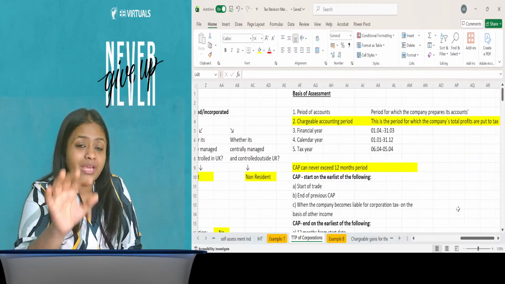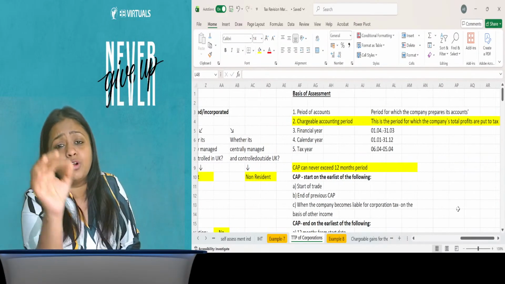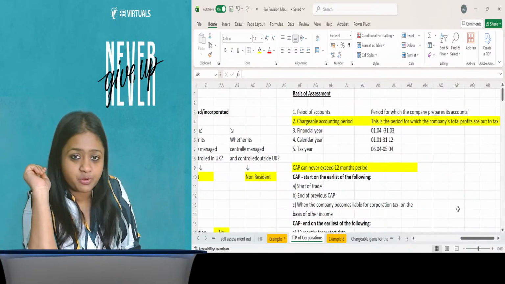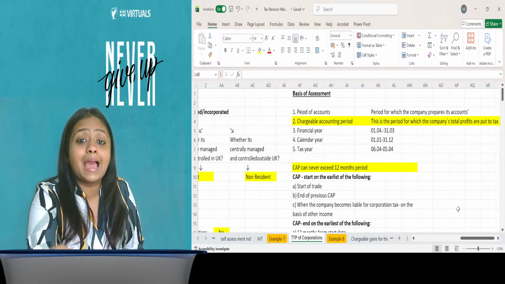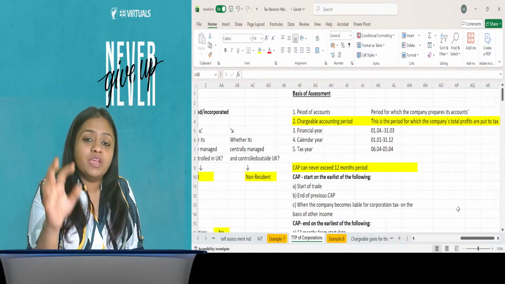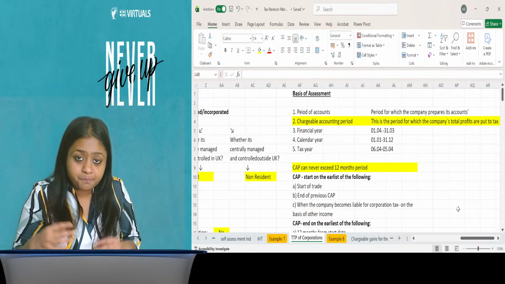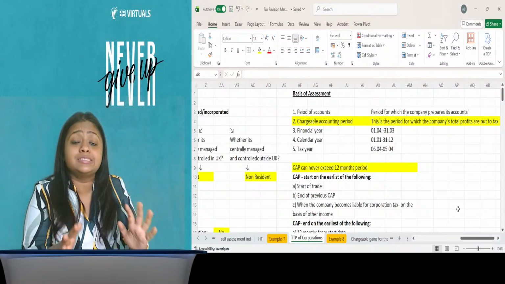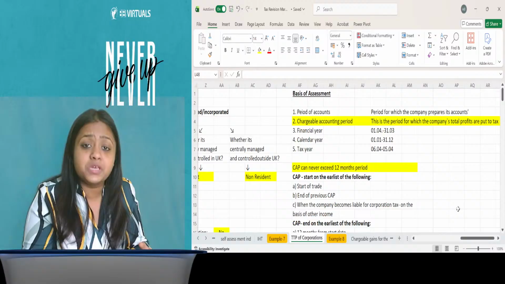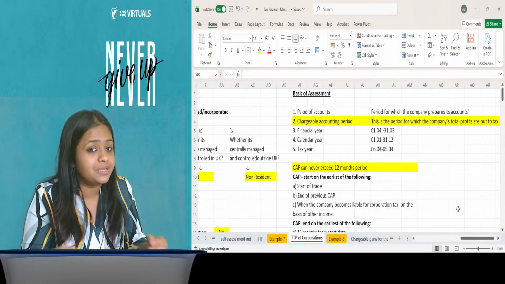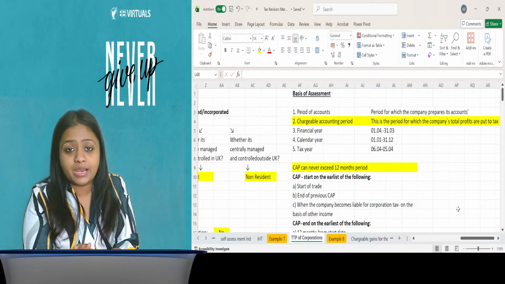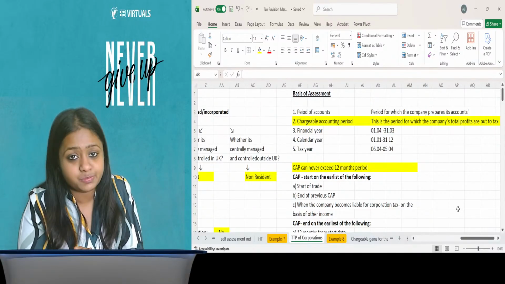Now the next pointer: ma'am, do we also follow the tax year basis for corporations? No, we do not follow the tax year basis for corporations. We follow CAP, which means chargeable accounting period. It is strictly a maximum of 12 months and will never go beyond it. So if the entity's period of account goes beyond 12 months, let's say 18 months, then you will prepare two CAPs: the first CAP for 12 months and the next CAP for the remaining 6 months.